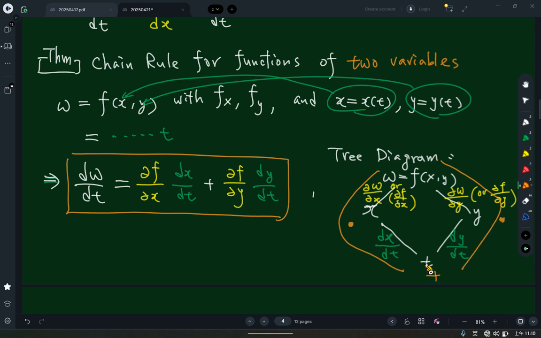Then adding them together, you can see partial w, partial x, or partial f, partial x, times dx/dt, plus partial f, partial y times dy/dt. So you can use this, but if it's hard for you to memorize, you can try to use the tree diagram. The tip here is to just draw the relationship between w and x, y, and then x, y to t, and use the links to easily memorize the chain rule for functions with two variables.